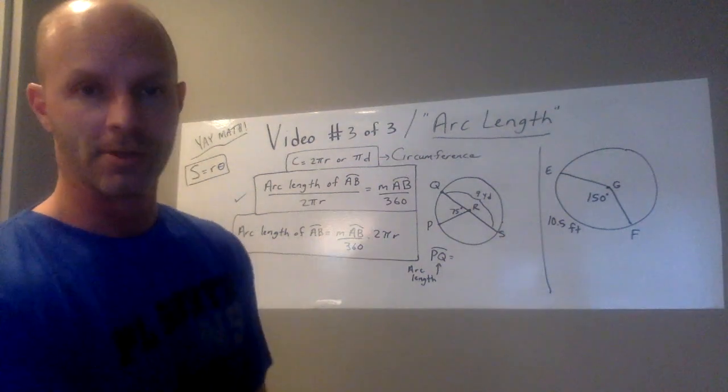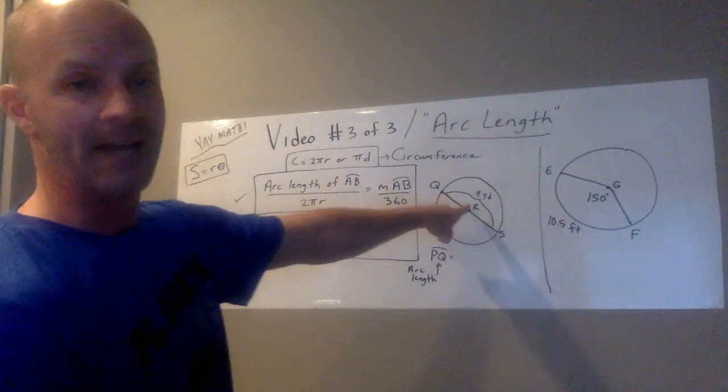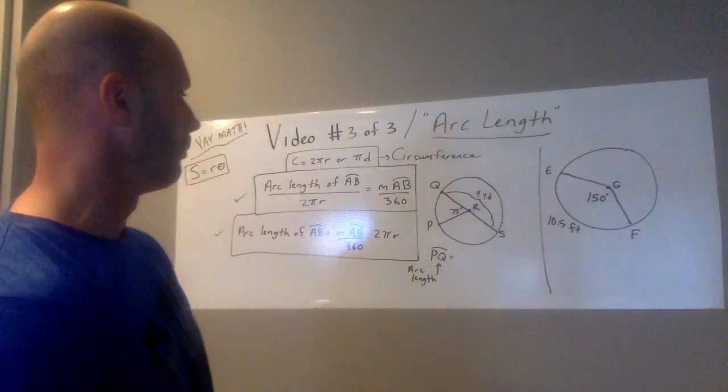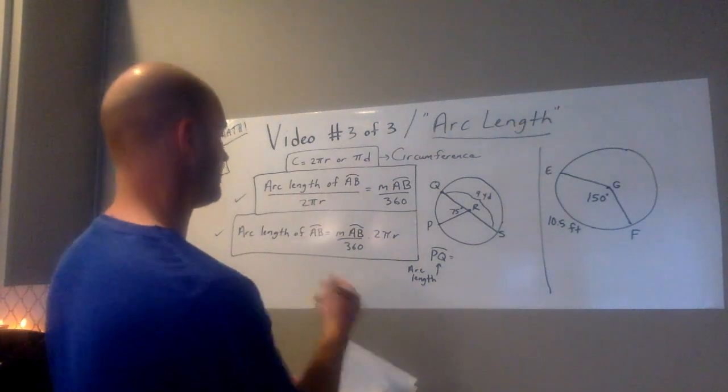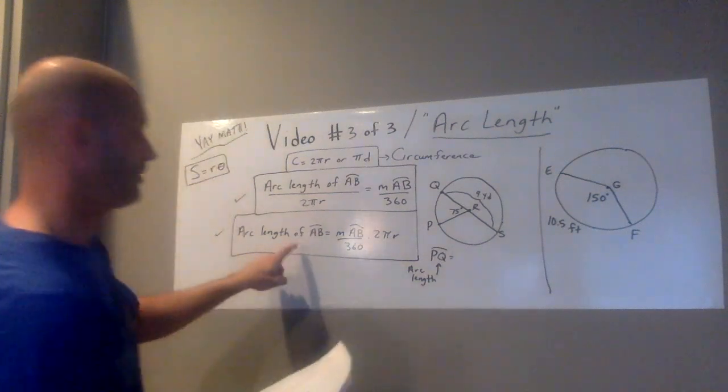So very similar to the last problem. We have a diameter that's 9. And we're going to do it much the same way. We want the arc length. So just like the last problem here, we're going to set it up with this process here.